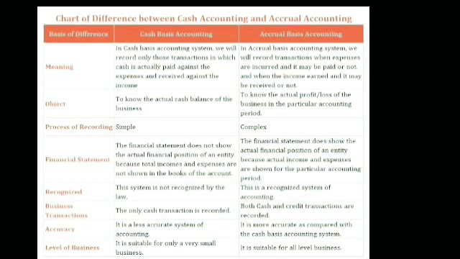Next, cash basis is not recognized by GAAP, and accrual basis is recognized by the law or generally accepted accounting principles. Under cash basis, only cash transactions are recorded, and under accrual basis, both cash and credit transactions are recorded. Cash basis is a less accurate system of accounting, and accrual basis is the accurate system of accounting as compared to cash basis. Cash basis is for small businesses and accrual basis is for large businesses.